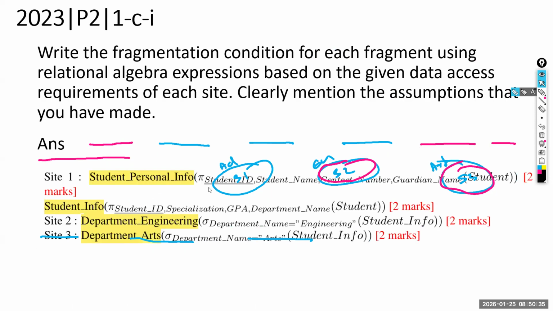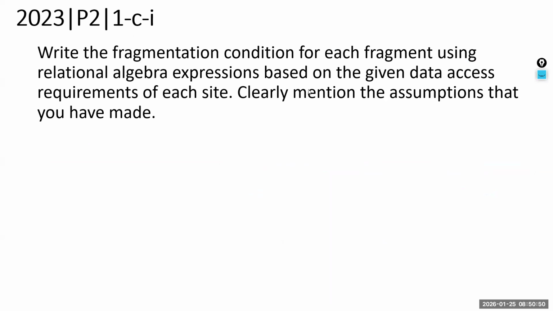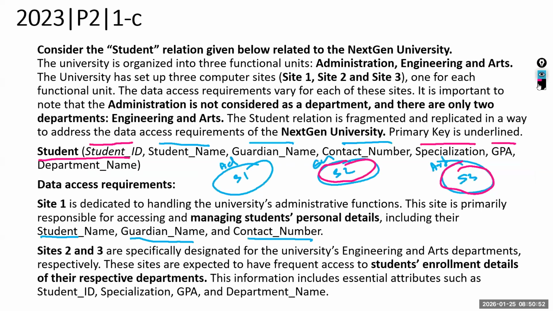Site 1, you can see it's pi. Yes, you can see student ID is taken because you need student ID, right? So then student name, contact number, guardian name. So that's 2 marks. Okay. So then what about site 2?